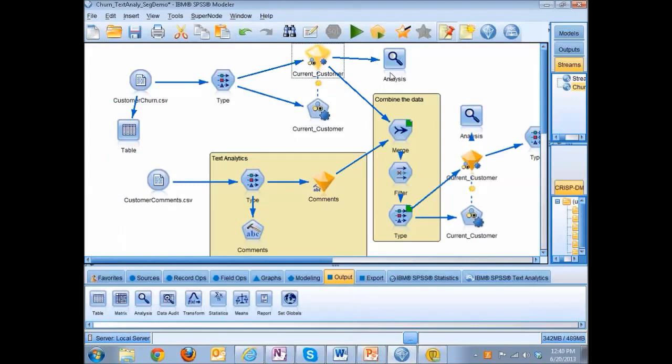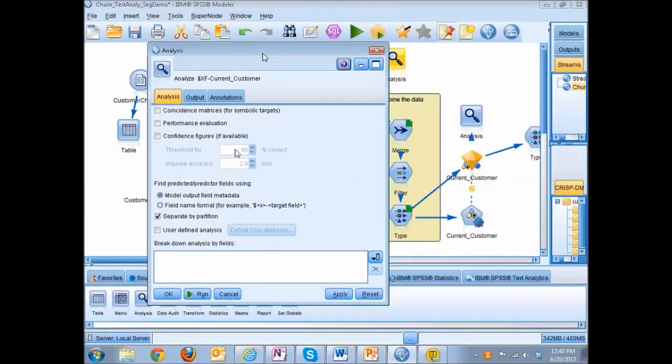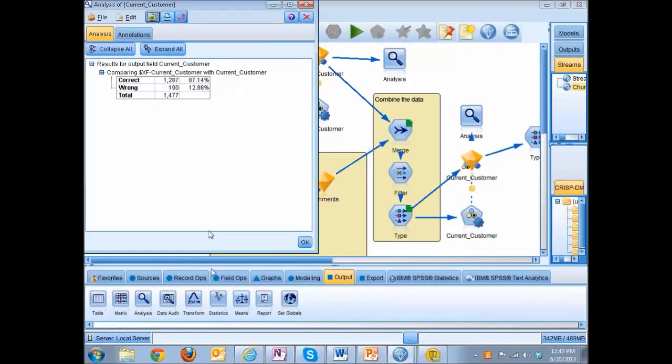To analyze this model, we can look and see how well we do. Remember, we've already scored these customers on whether they're current customers or not. I'm going to double click on this analysis node, and this analysis node is essentially going to compare the result of what the model created versus what we've already scored in our history. I'm going to run that, and very quickly you see we have 87.14% success here. So we're doing a good job, with the attributes that we have, predicting whether a customer is a current customer or not. What we want to know is, by adding text sentiment in here, does that actually help anything or not?